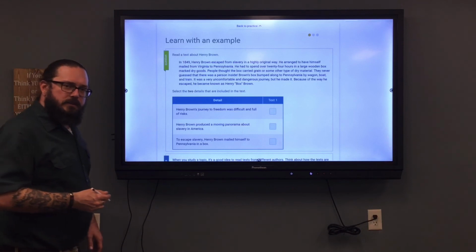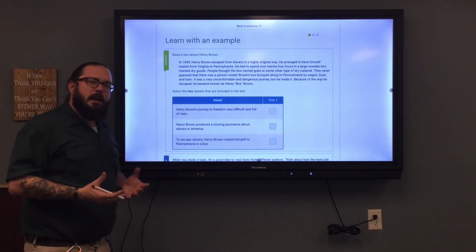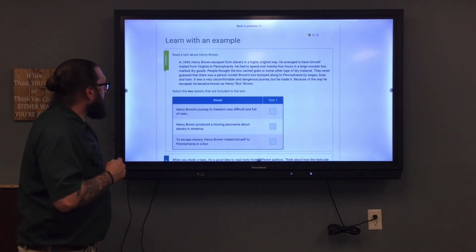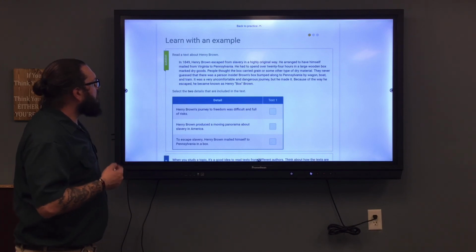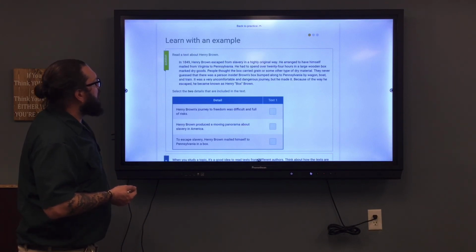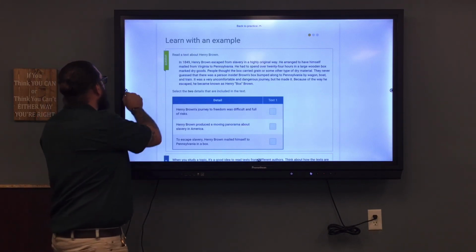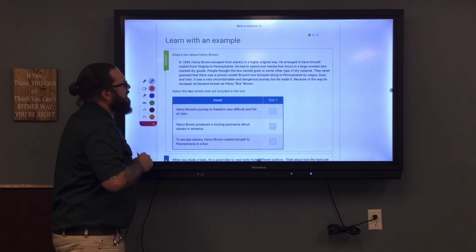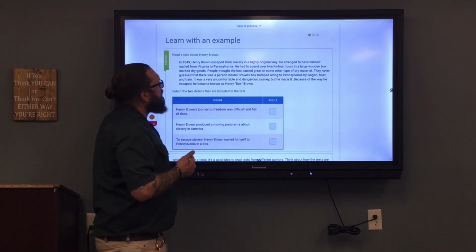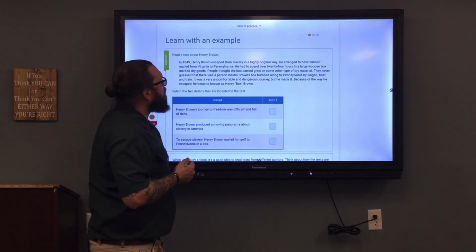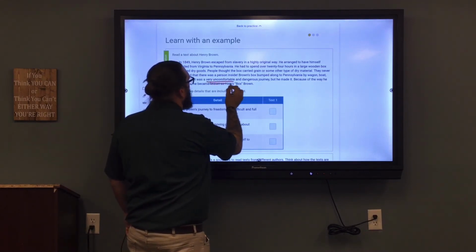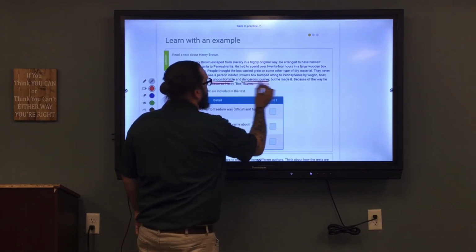Let's look at the details that we have learned about Henry Brown and pick out the ones that are presented in this text. So Henry Brown's journey to freedom was difficult and full of risks. Well, let's look at some of the details from the passage. All right, so we're told that Brown's box bumped along to Pennsylvania by wagon, boat, and train. It was very uncomfortable and dangerous, but he made it.